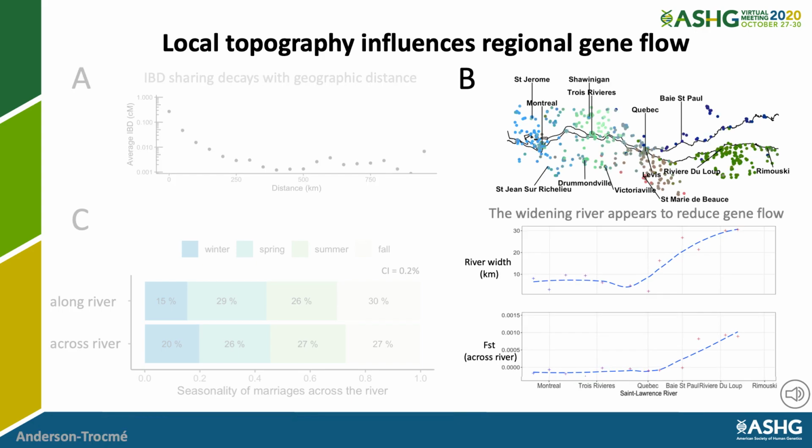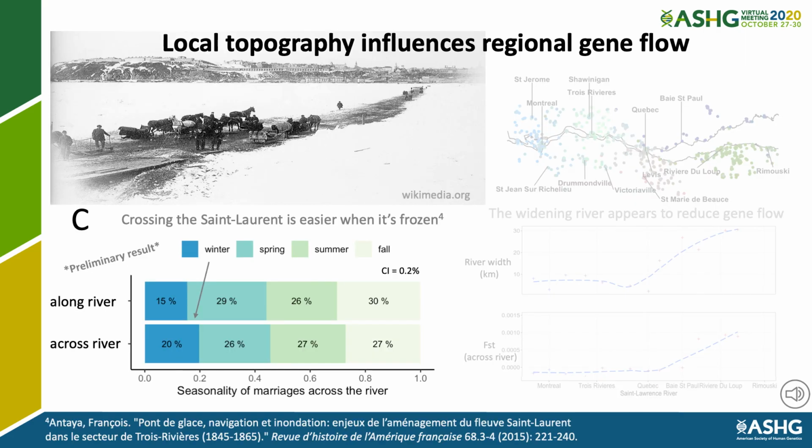We look beyond these continuous models at geographic features that influence migration rates, like how the Saint Laurent River increases with width. We find a reduction in gene flow as measured by FST across the river. Because we also have the genealogy, we can investigate in detail topographical and seasonal effects on migration rates. We hypothesize that ice bridges could have influenced seasonal marriage rates across the river.